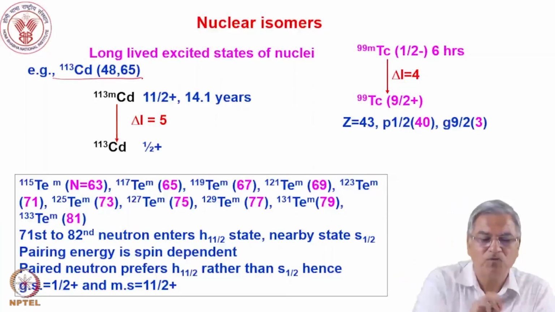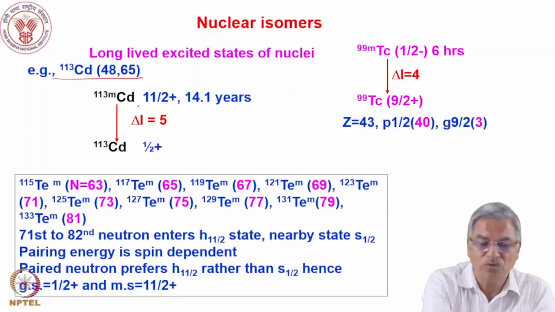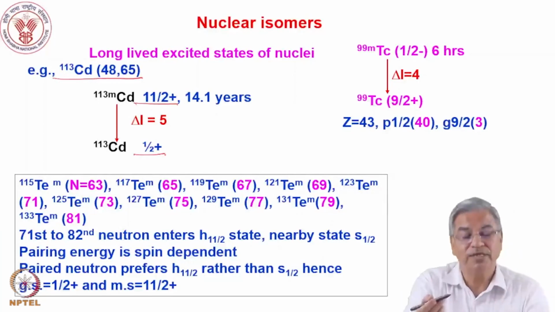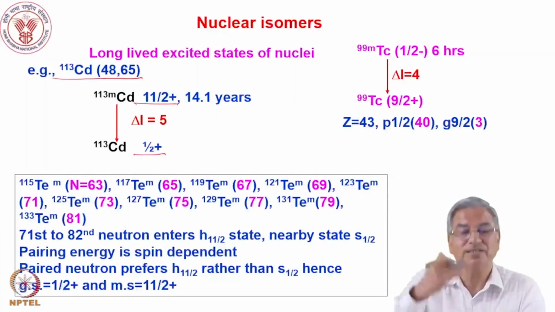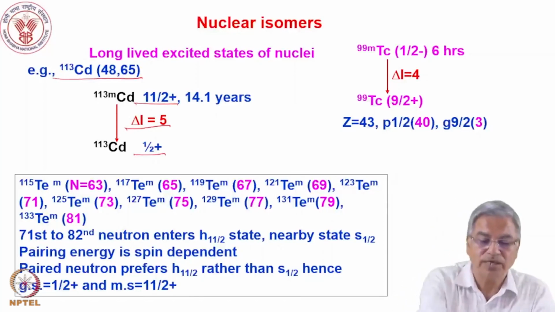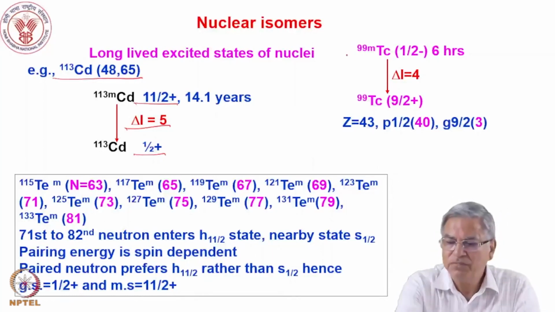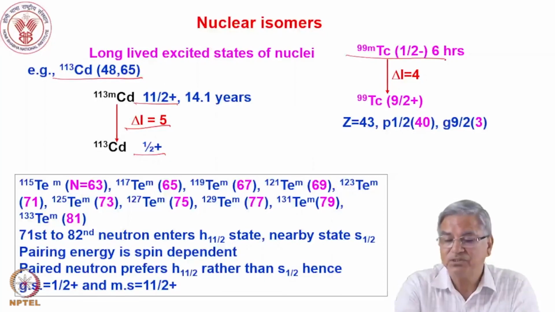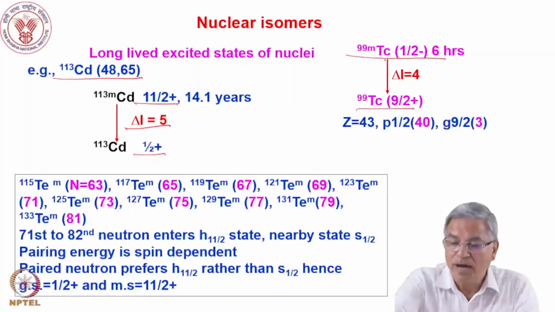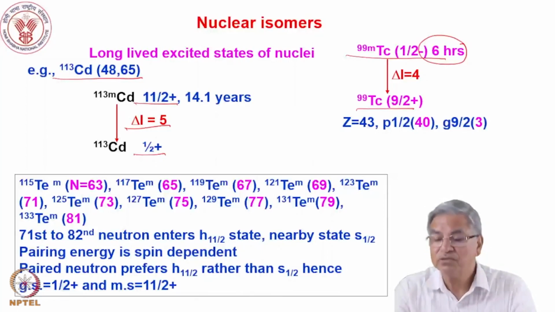So you can see here cadmium 113, 48 protons and 65 neutrons. The excited state of this nucleus is 11/2 plus, and the ground state is 1/2 plus. So the shell model can predict the ground state of this nucleus, and the excited states are there. There is a large change in spin in the gamma decay, and therefore this isomeric state has a half-life of 14.1 years. Similarly, technetium 99m, excited state 1/2 minus, ground state 9/2 plus. Because of the large change in the spin during the gamma decay, this decay is hindered, and therefore the isomeric state has a half-life of 6 hours.